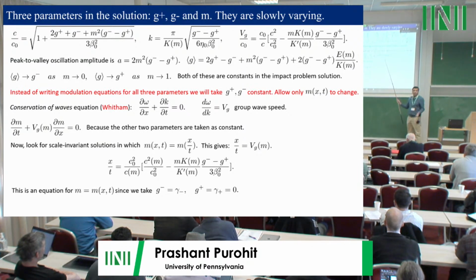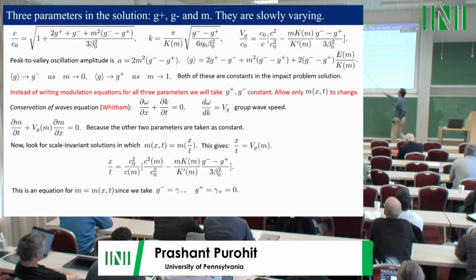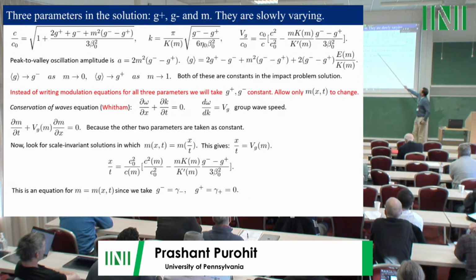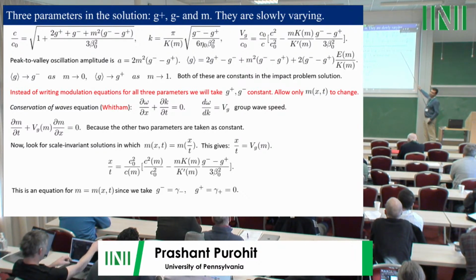And in our problem, at least in the continuum problem, problem 1 that we solved, these strains, gamma plus and gamma minus, are constants. Okay? And so we are not going to use the full Whitham modulation equations, and this is where we are doing something that is slightly different and perhaps may not be agreeable to some of you. We're going to assume that g plus and g minus are constant. Okay? And you will see the justification down the road. And allow only m(x,t) to change as a function of x and t. That's what we are going to do.